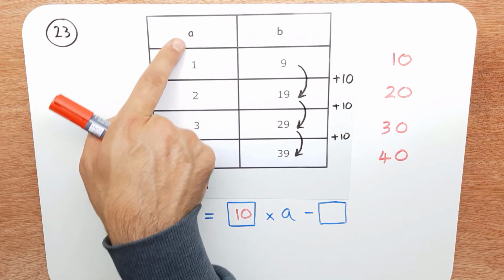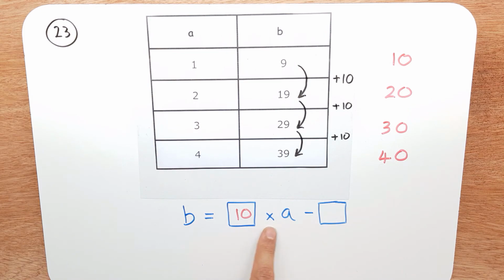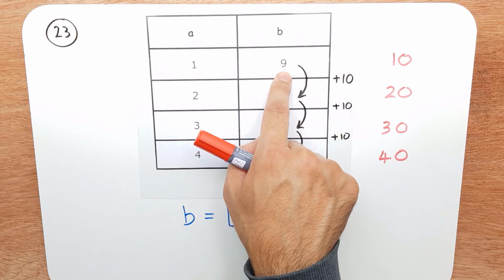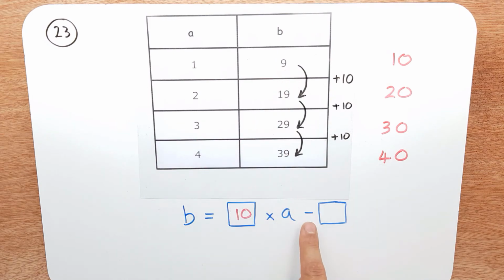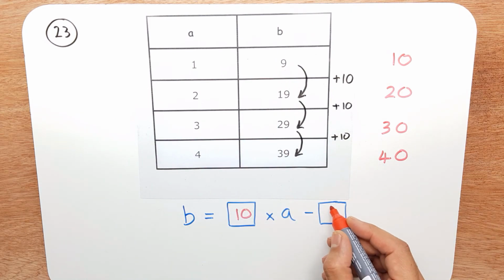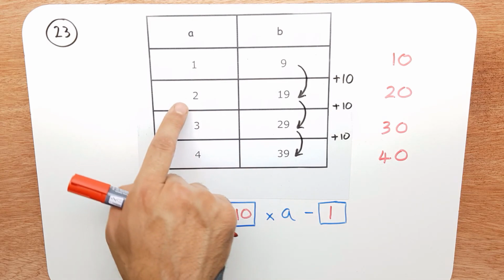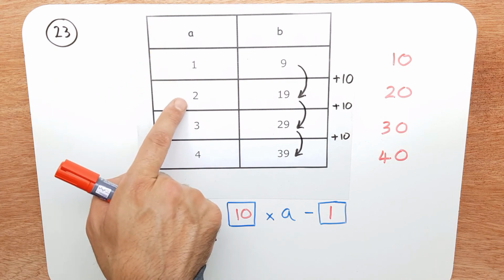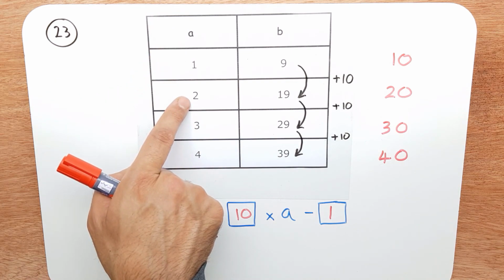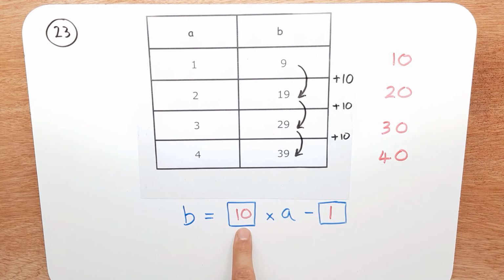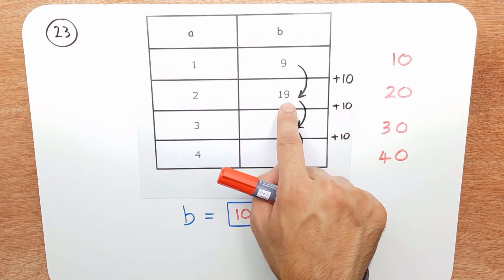Now if A here is 1, 10 times 1 is 10. But my answer for B is not 10, is it? It's 9. So what do I need to take away? I need to take away 1. Let me try it on the next one. The value for A is 2. 10 times 2 is 20. Take away 1 is 19. And that's what I've got there.